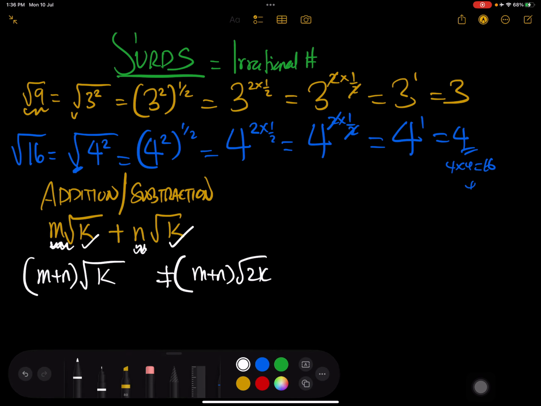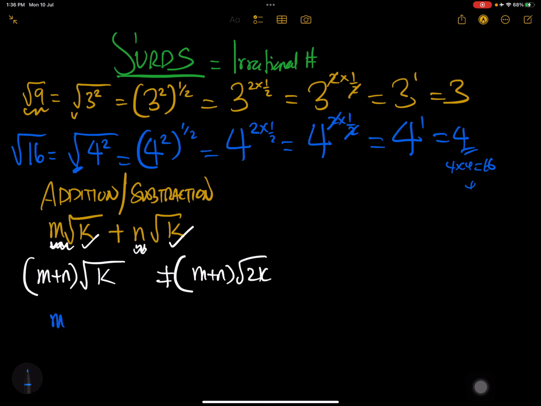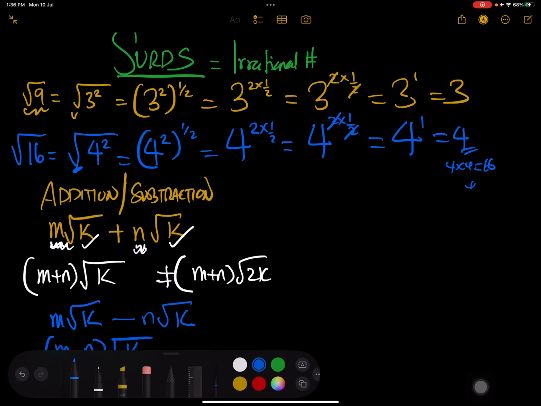Now for subtraction, the same thing: let's say m square root of k minus n square root of k. We are looking at the same thing. We subtract m minus n, and then we just keep the square root of k there. That's the rule for addition and subtraction. I hope that is a bit clear so far. So let's take some quick examples.